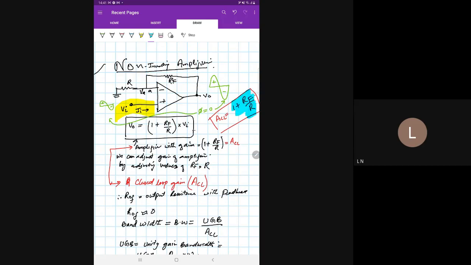Since this circuit has a closed loop, it has a negative feedback. You have a closed loop here, so there is a feedback here. The gain that is present in the circuit is known as closed loop gain, and it is represented by ACL. ACL would mean closed loop gain.